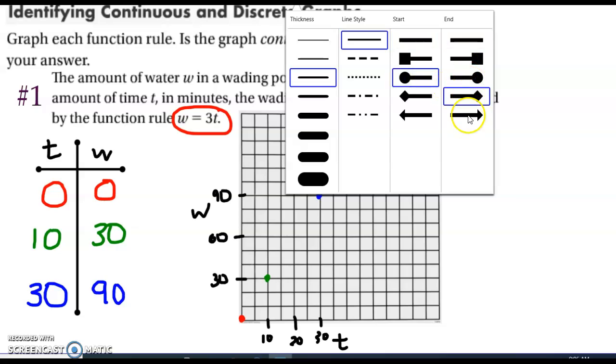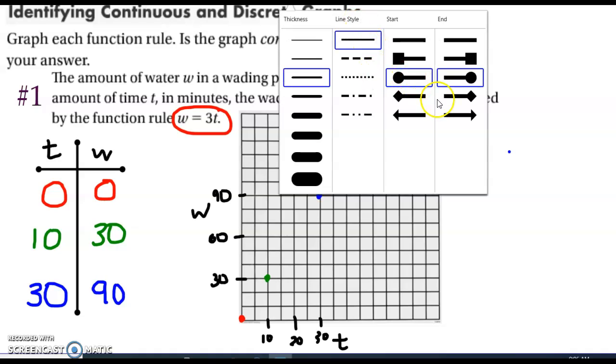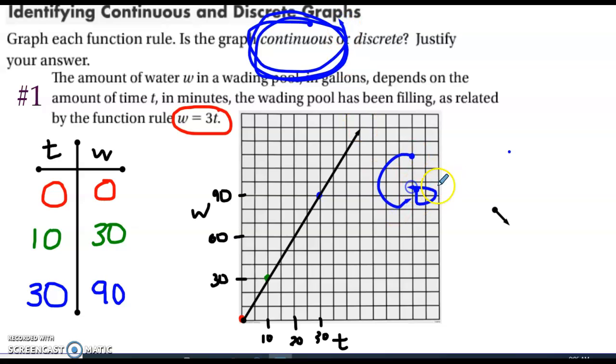So I would have my... oh, I forgot to pick the line. I'm going to have an endpoint on the left, but it's going to go to the right. It's going to keep going. Now, how far is it going to keep going? I don't know. It's going to overflow. But since I can connect all of the fractions and decimals in between, this one would be continuous, right? This situation is continuous because I can connect the dots.